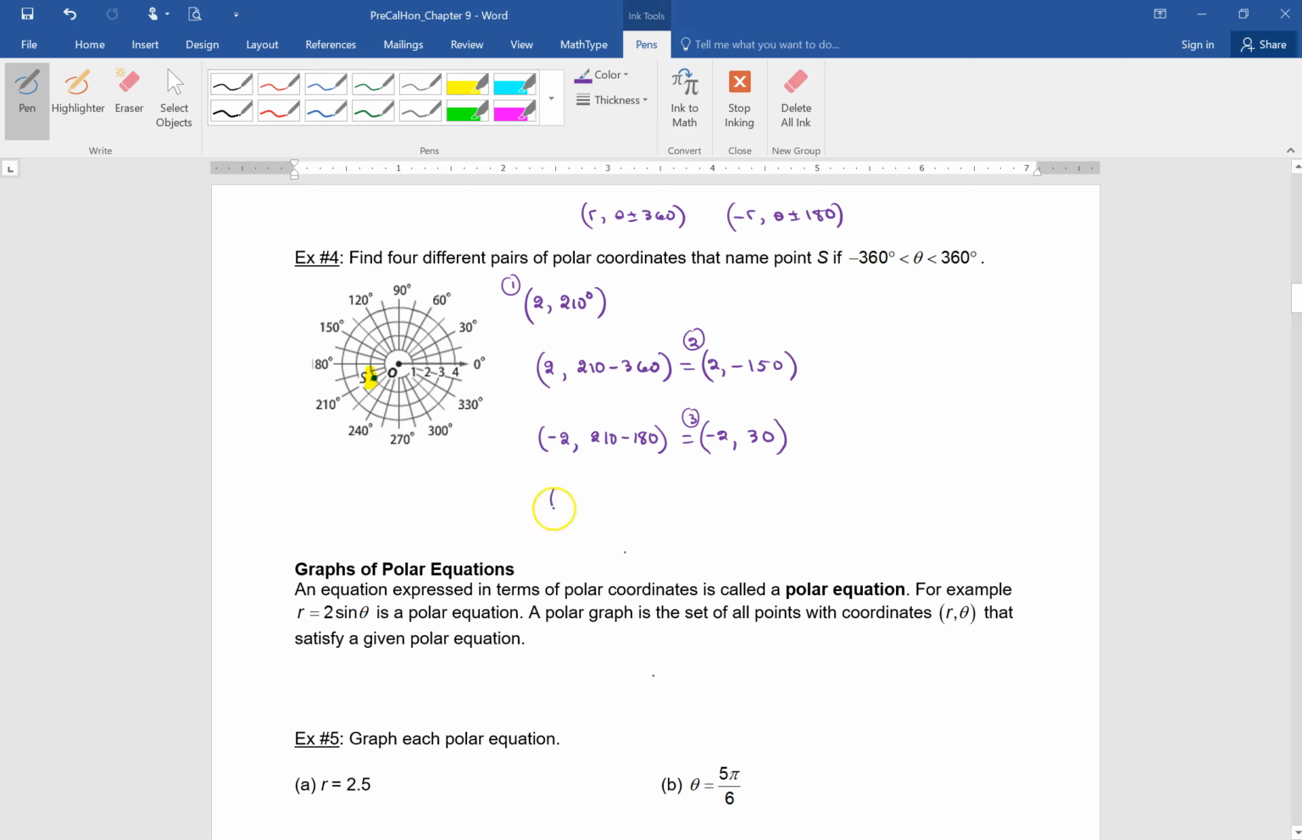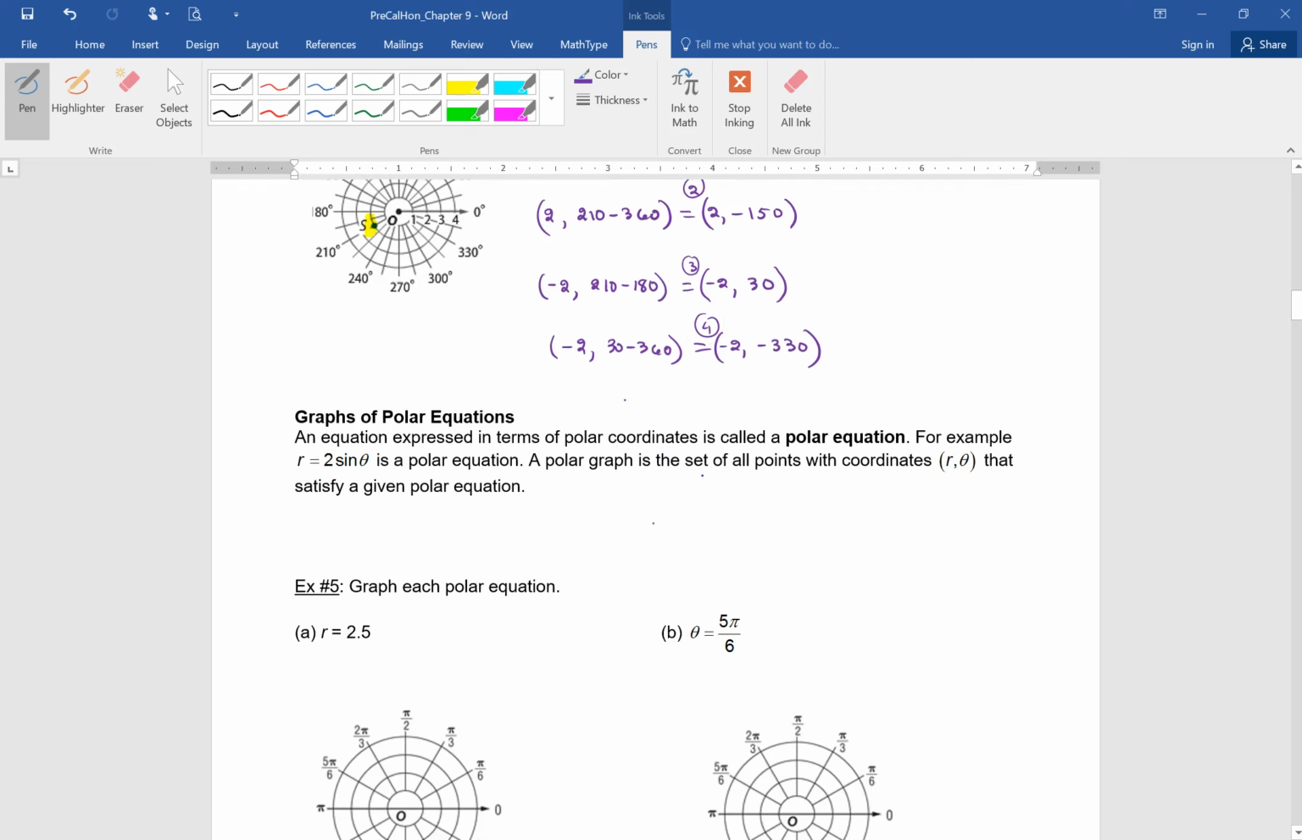So another thing you can do is from here, you can subtract 360. So it's -2, 30 minus 360, -2 comma -330. So that's the 4th one. All right? Okay.